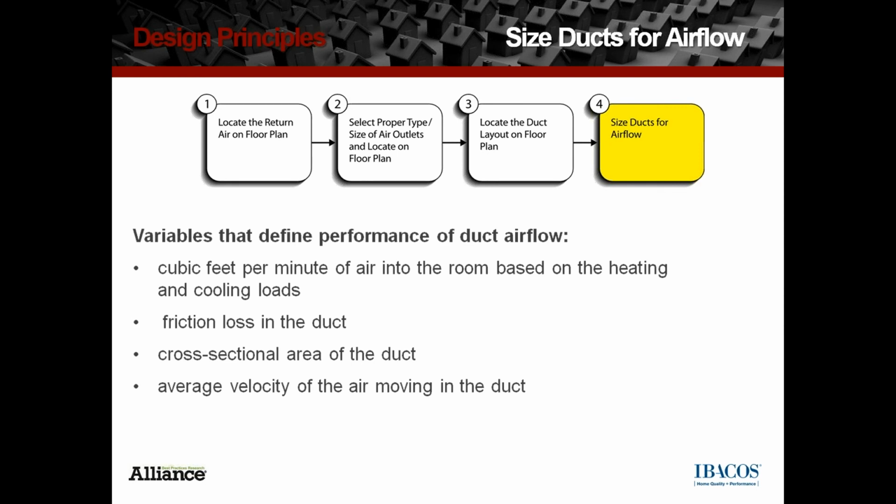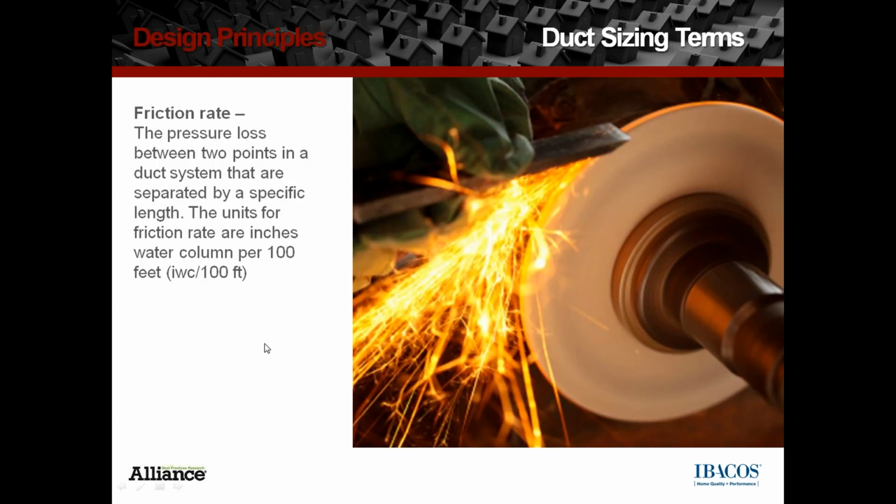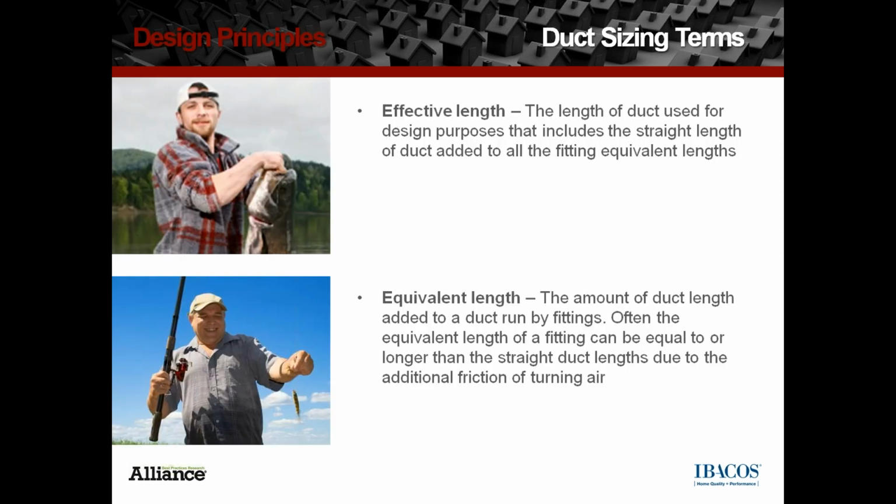The delivery of the air, the friction loss, not just in the duct but in the whole system, like I spoke about. The cross-sectional area of that duct will affect the velocity in there and the average velocity moving in that ductwork. Friction rate is very important. It's the pressure loss between 2 points in the duct system. It can change depending on which duct you're in and where you're at in the duct. It's a very critical component to keep in mind as you're doing this.